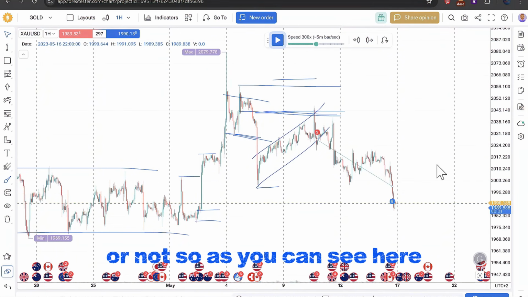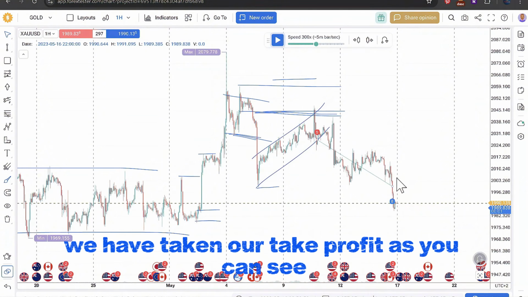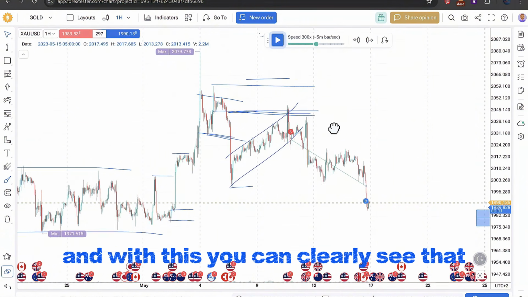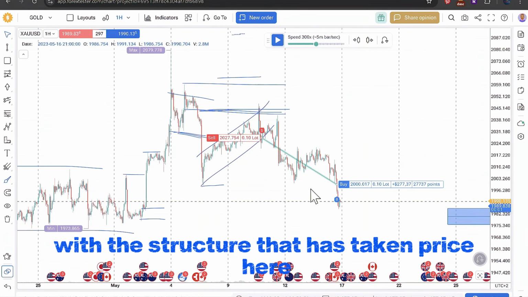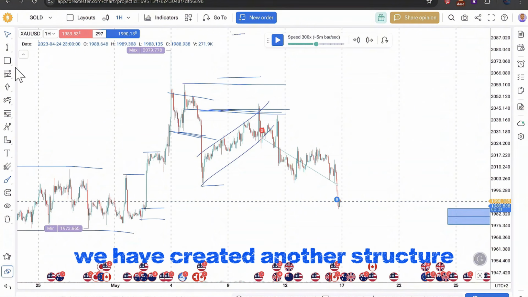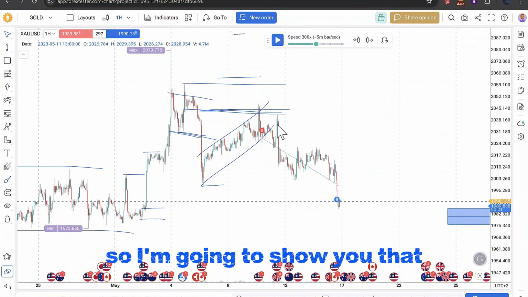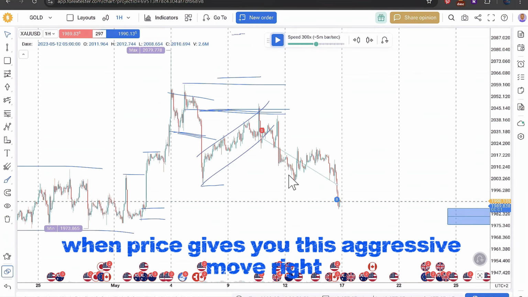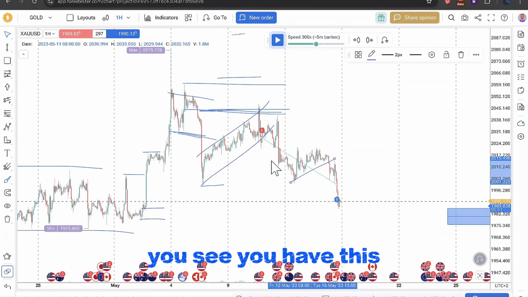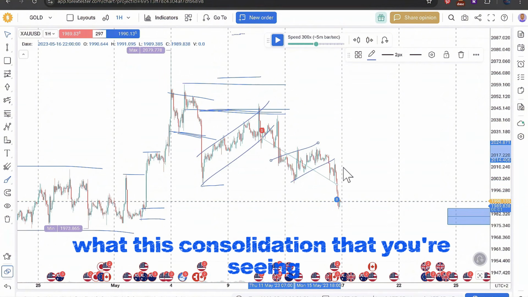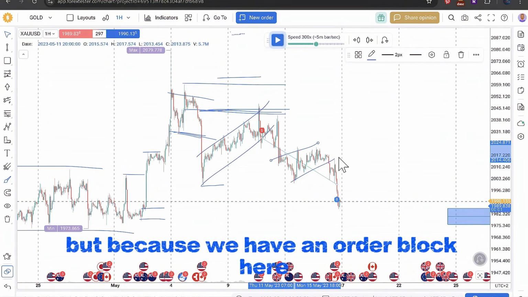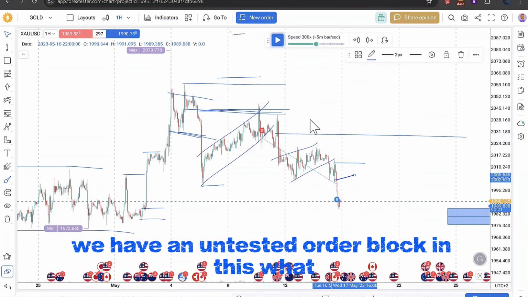So as you can see here, we have taken our take profit, and with this you can clearly see that with the structure that has taken price here, we have created another structure or another order block that we can trade again. So I'm going to show you that when price gives you this aggressive move, right, you see you have this consolidation that you are seeing, but because we have an order block here, just above it we have an untested order block in this area.